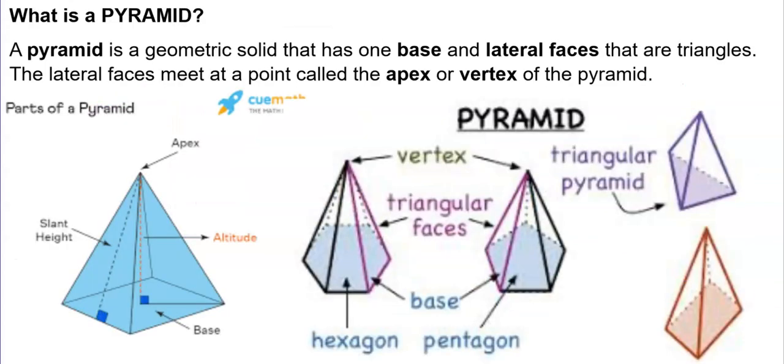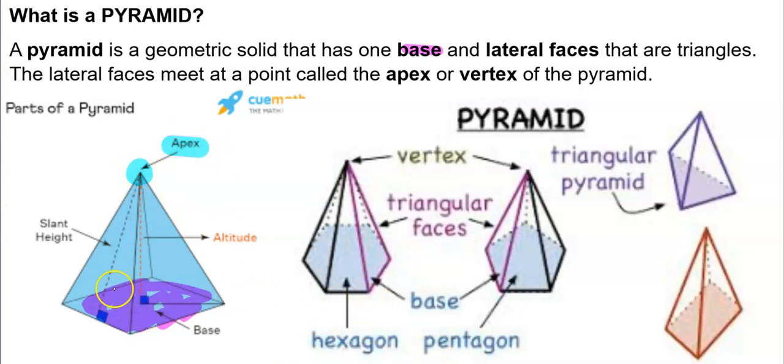A pyramid, we are all familiar with pyramids. Pyramids are all over the globe. It's a geometric solid. Now the difference is it only has 1 base. A pyramid has 1 base right here. There's the base. And it comes up to this very tippy top point right there, and that is called the apex.